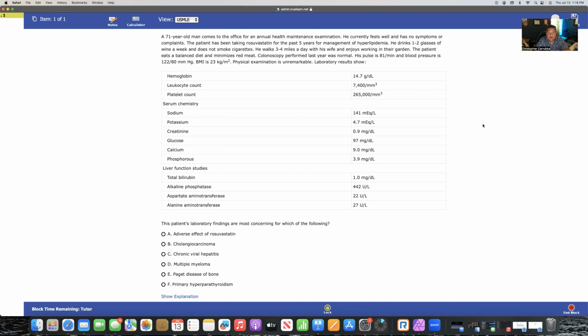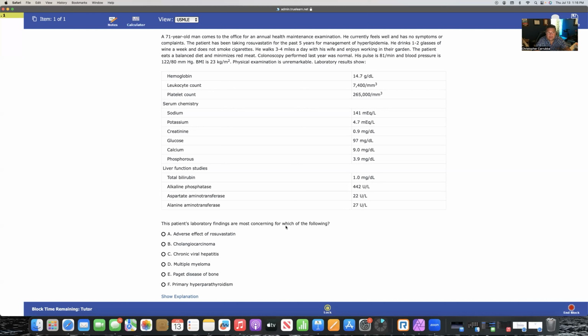So for me, I'm a big fan of starting at the very end first. I've said before that really just gives me a snapshot and a preview of what's going on in that question. So I like looking at that last sentence. And then I also like looking at the answer choices as a little bit of a guide. So here we see that we're being asked, this patient's laboratory findings are most concerning for which of the following.